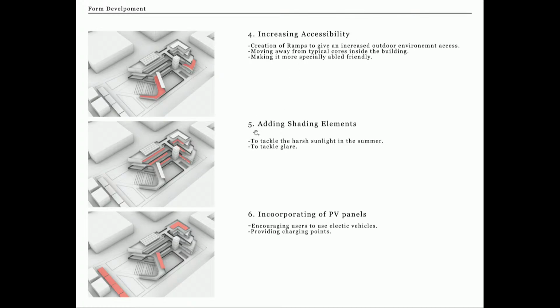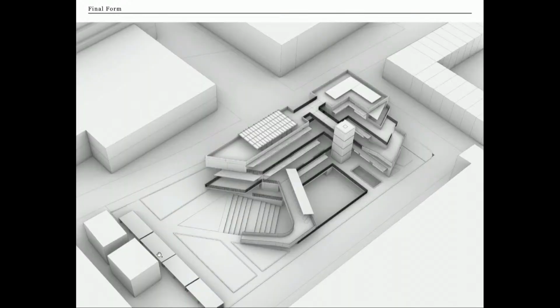Then, because of the orientation of the site, shading elements were required to tackle sunlight and glare. And finally, to promote electric vehicles, solar panels and charging points were provided at different locations of the site. So this was what the final form looked like. As you can see, it's stepping up on 3 levels with circulation on the outside, on the outer levels, with a huge public space which is sunk in, and at different locations there are ramps that are providing access to the floors.